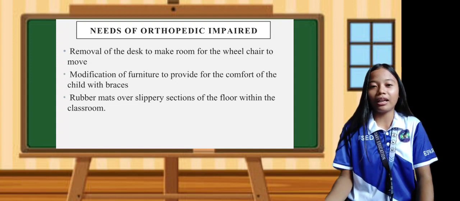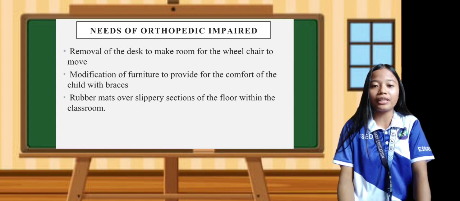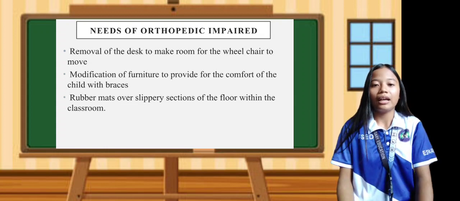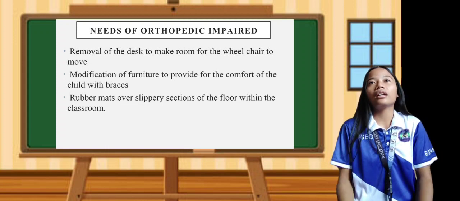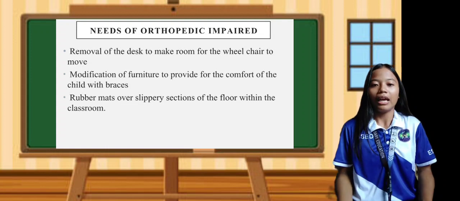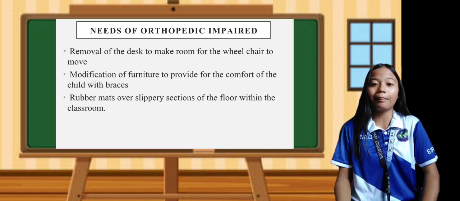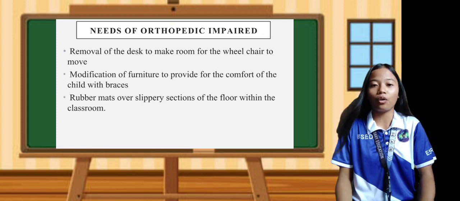Also providing a footrest, adjusting seats to turn sides so that the child with braces can sit more easily. So the sitting arrangement should also have a lot of space so the child can move freely and access things properly, and be comfortable in the seat.